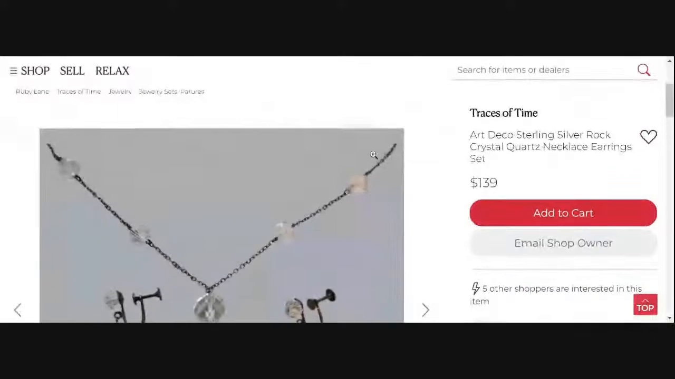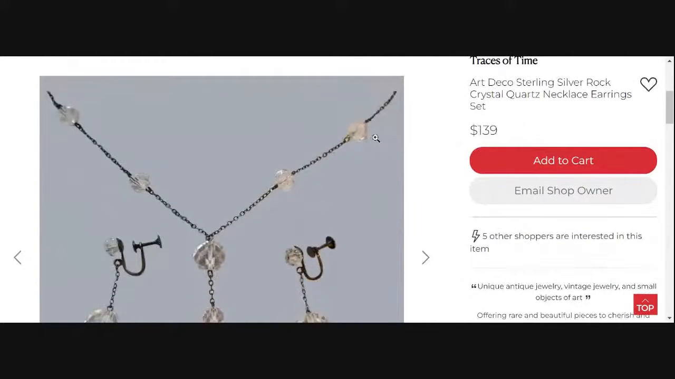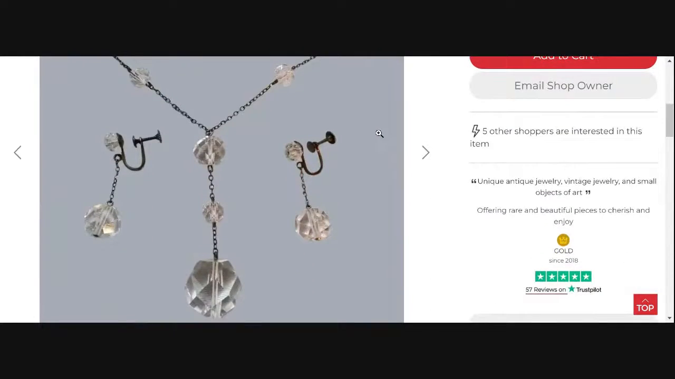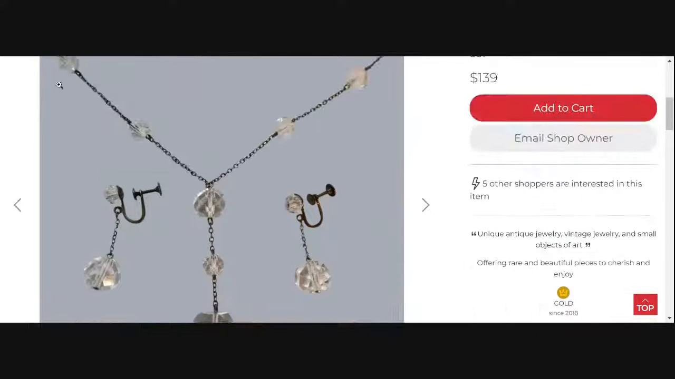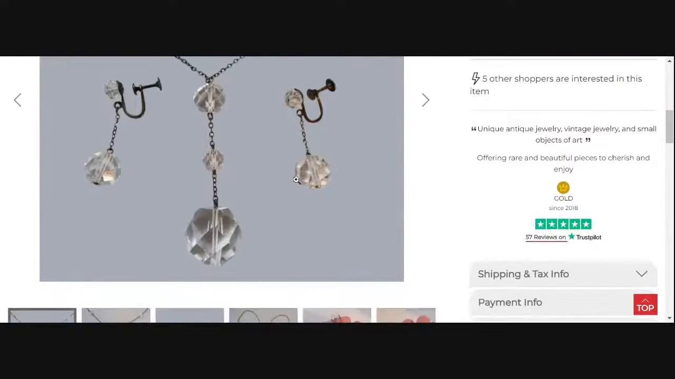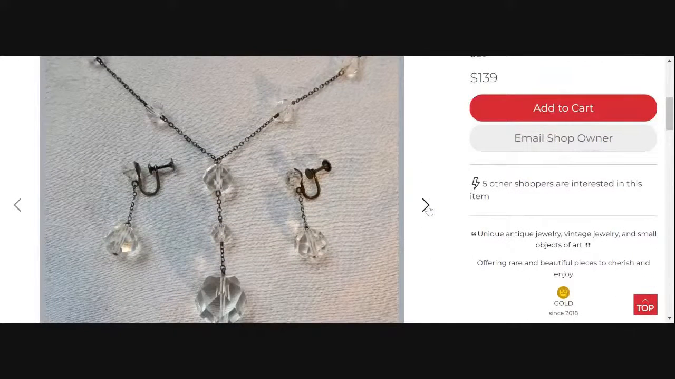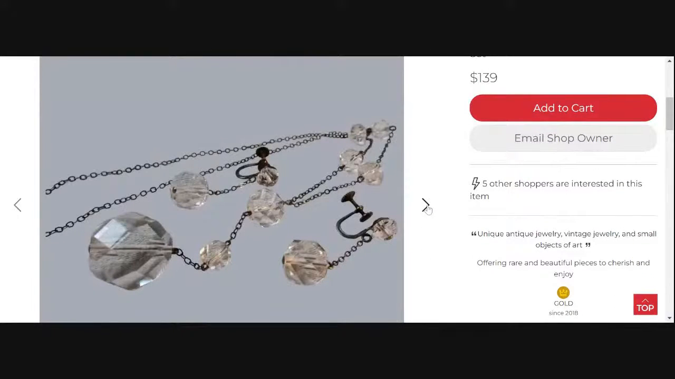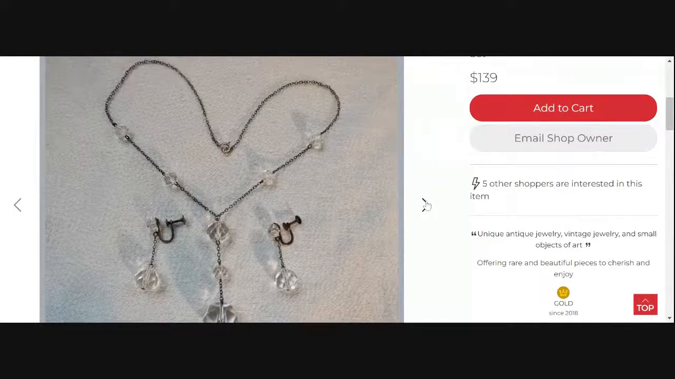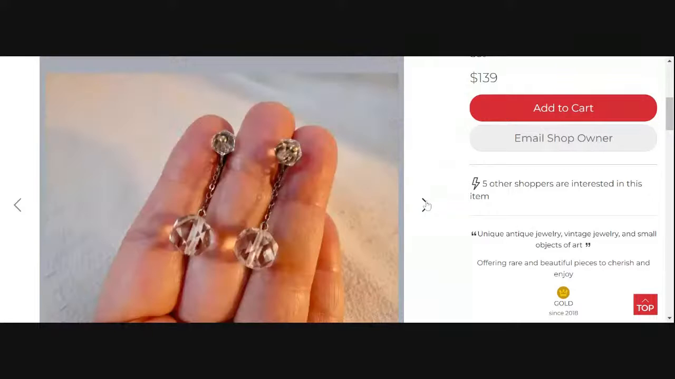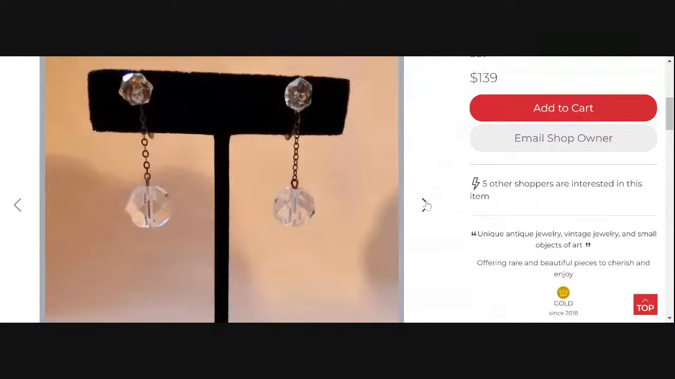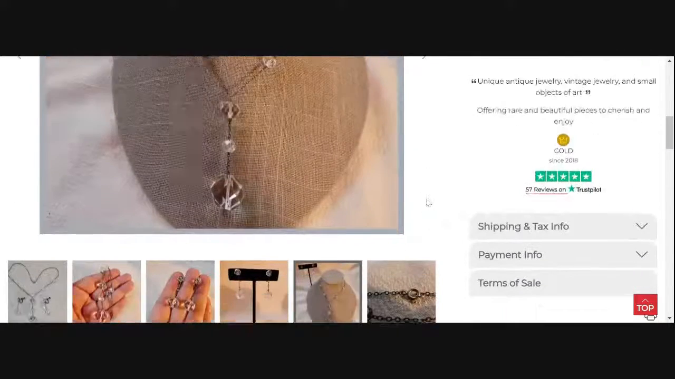To the set on Ruby Lane. Traces of Time has this on offer. So for $139 US, it is a set. We've got that classic, almost like Y design necklace, and then earrings as well. They are indeed the screwback clip-ons. Fairly good size. Let's see if there's some measurements for us to go by as well.